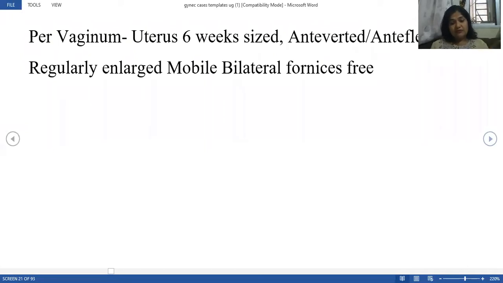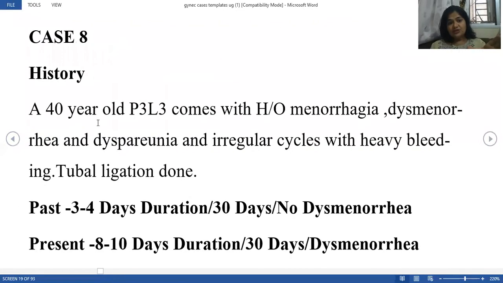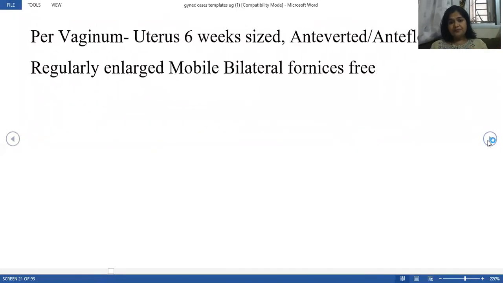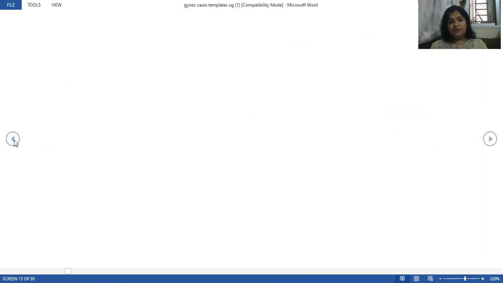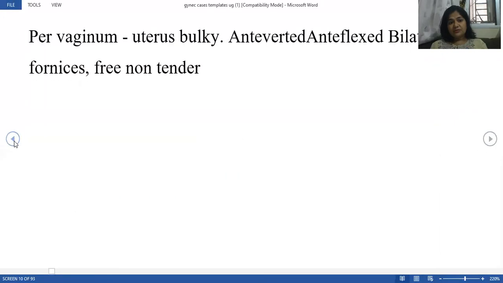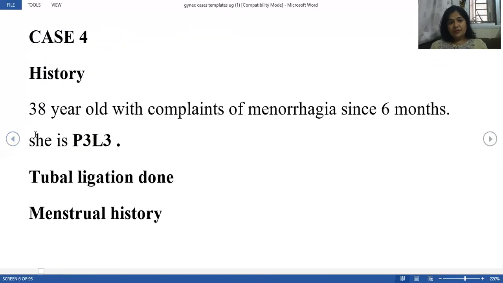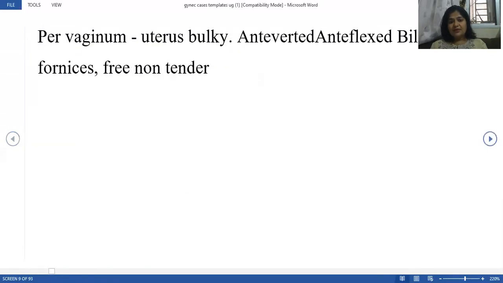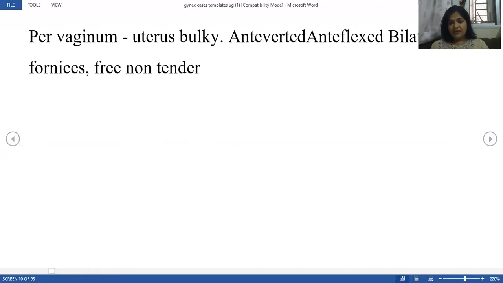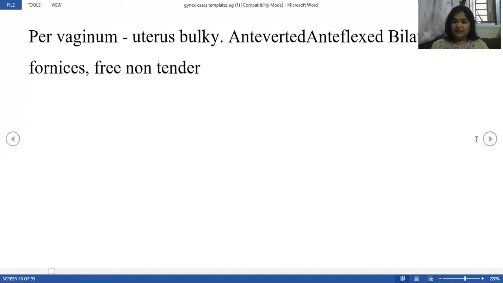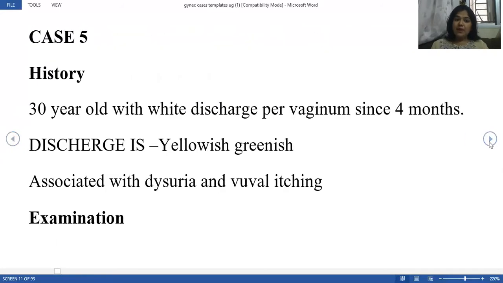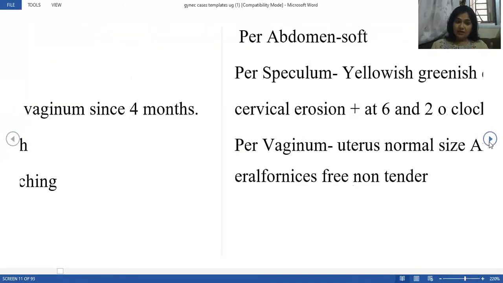So this patient again fits into the PALM category because her age is, look at the age, 40-year-old, right? Now the previous patient which we saw here, I'll just show you this patient. Menorrhagia. She also fits into the, look at the examination part. The uterus is bulky, right? So this patient also falls into the PALM category. So always remember in exam, say PALM if you find the uterus is enlarged, right?